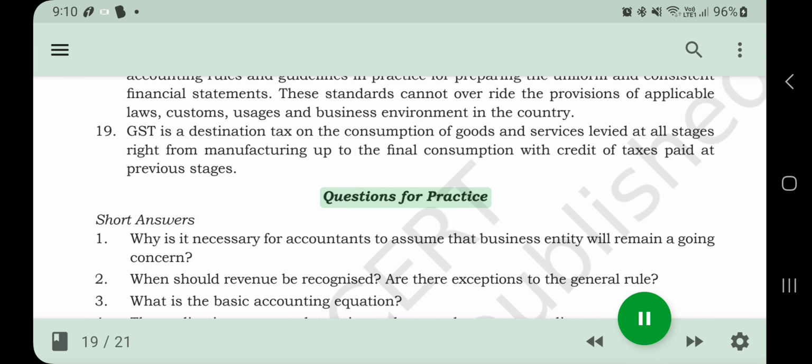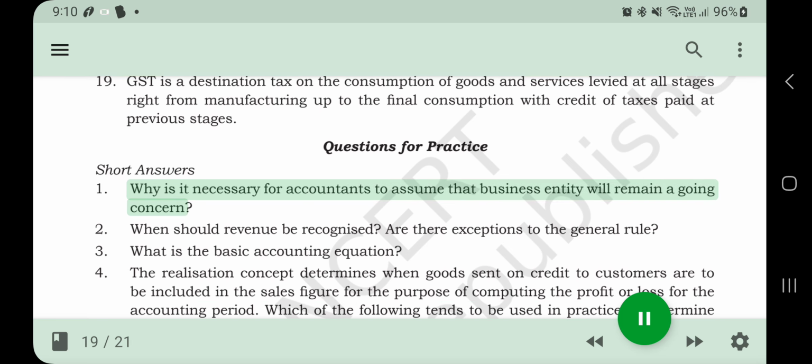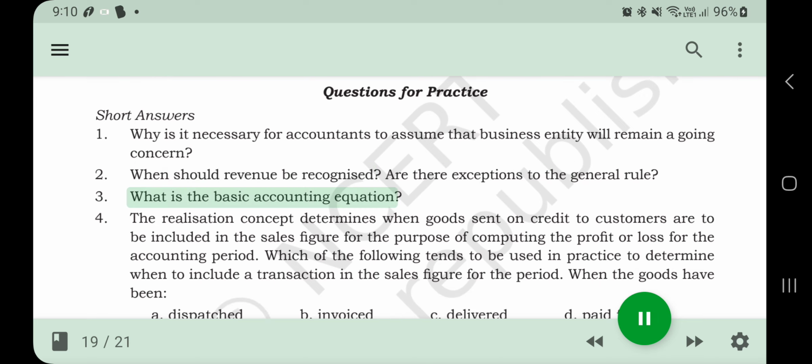Questions for practice. Short answers. 1. Why is it necessary for accountants to assume that business entity will remain a going concern? 2. When should revenue be recognized? Are there exceptions to the general rule? 3. What is the basic accounting equation?